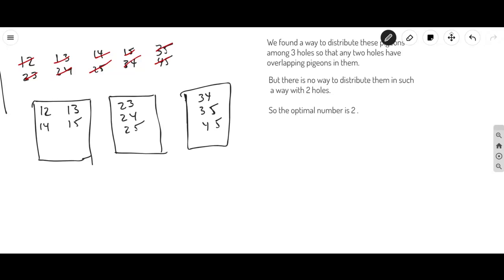Obviously, the more holes you have, the more freedom you have. And if you have too many holes, if you had like 1,000,000 holes, then you can put 1 pigeon into each hole separately, and then they will never overlap. You're not even going to be able to find 2 that are in the same hole. So the real interesting question here is how high can you go?